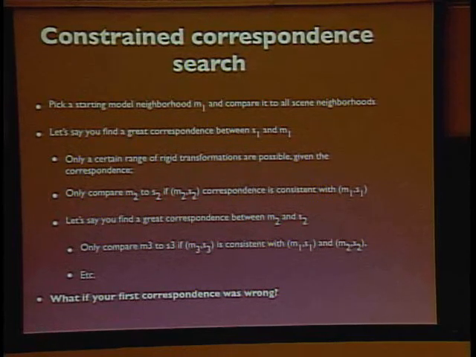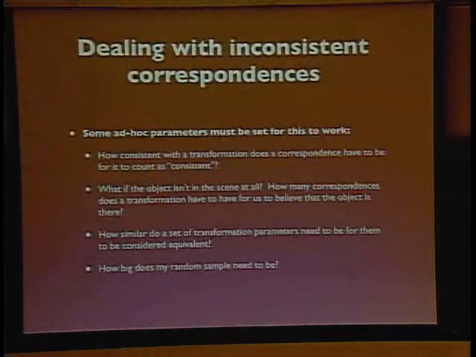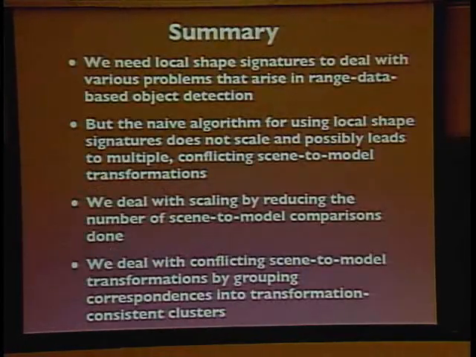So, all right, I should probably just go to the summary then, and you can read about constrained inconsistent correspondences. It's kind of not that complicated. So we use local shape signatures to deal with various problems related to detection, but the naive algorithm is slow and prone to stupid errors. So we try to either reduce the number of comparisons between the scene and the model, use our preconceived ideas about transformations, and basically try to reason about whether sets of correspondences are reasonable.